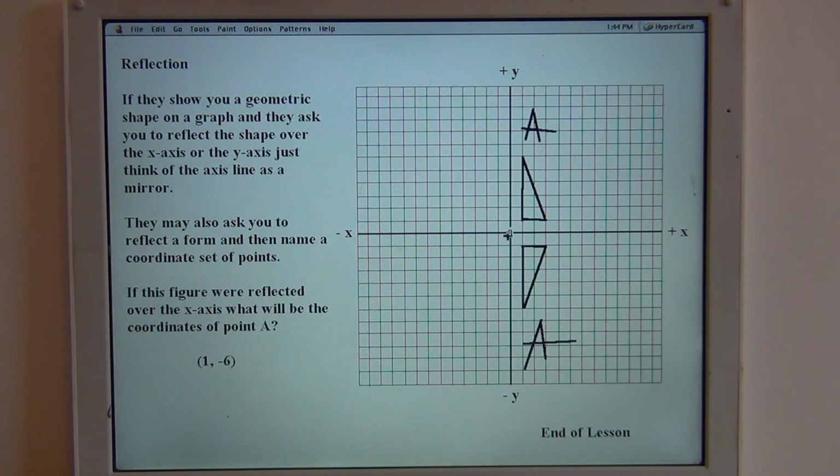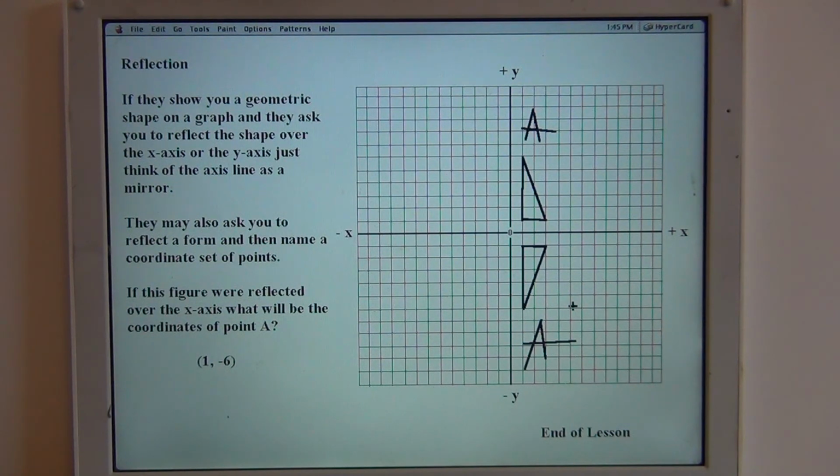Well, the coordinates of this is, it's 1 over on the x-axis. So the coordinates would be 1, and then we count down the y-axis. 1, 2, 3, 4, 5, 6. So the coordinates of this point A, when this figure is reflected over the x-axis, is 1, -6, because we just reflected that figure and we drew it right there.